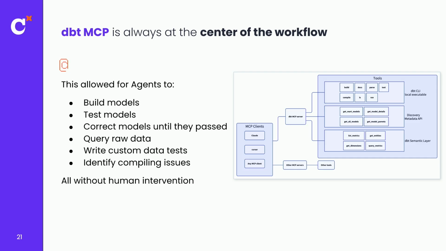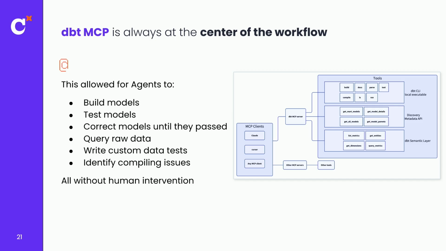Of course, the dbt MCP, which I know you guys have heard a lot about this week, is at the center of this workflow. It's really the glue that holds this whole workflow together. It allows our agents to build the models, to test the models, and iterate on them until they pass all the tests, all autonomously without our intervention.